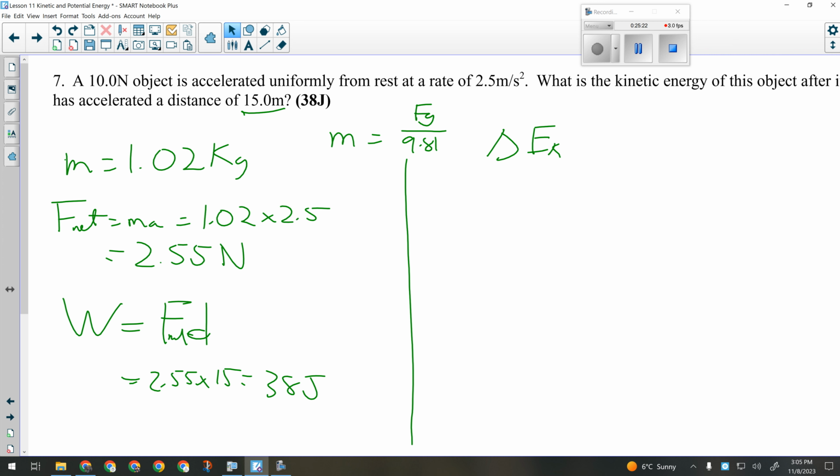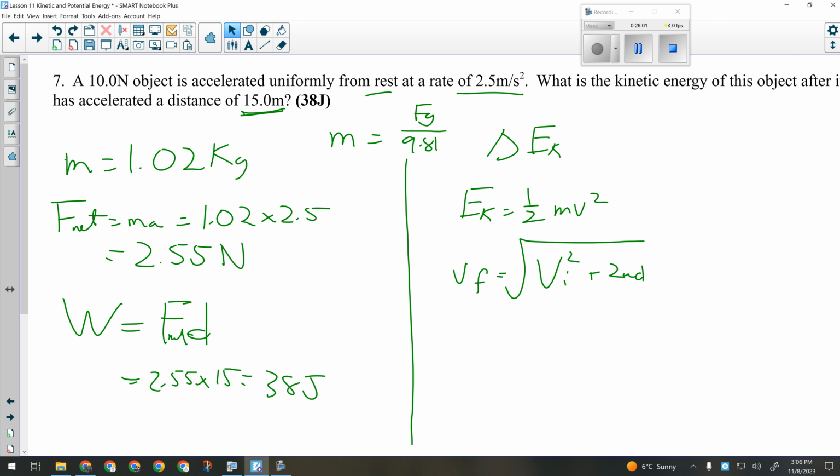Work is also a change in kinetic energy, would you agree? How much kinetic energy does this thing have initially? 0. So would its final kinetic energy also be my answer? Yes. So if I just go EK equals 1/2 mv squared, I should get 38 joules, yes? Problem is I don't have v. Can I calculate what v is? Yes, because I have Vi, a, and d. So if I go Vf equals the square root of Vi squared plus 2ad, I'll have Vf.